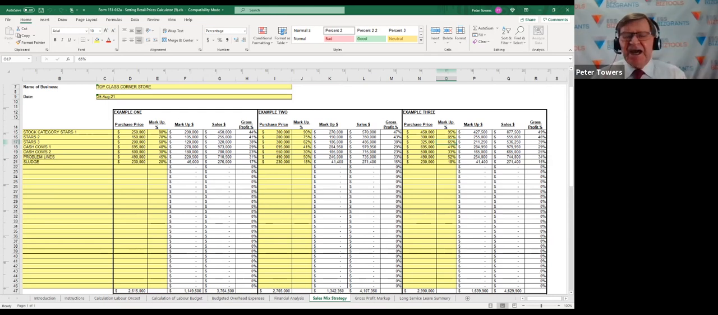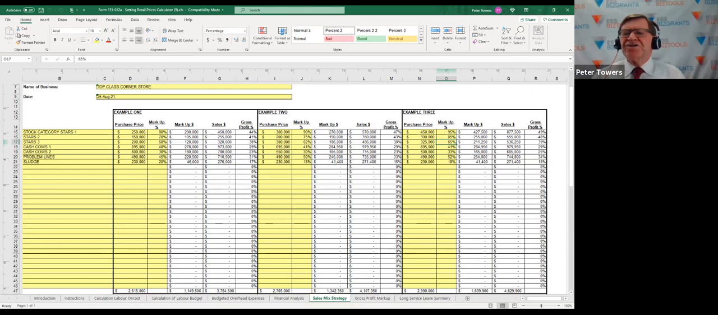They've got some second categories of stars. They spend 150,000. They're marking that up by 70%. So they should be generating sales at 255 and so on. Then we've got a third group of stars. They've got 200, but they can only mark that up by 60%, they think. We've got these cash cows. The first group of them, they can only mark up at 40%, and that's 695 grand they spend on those.